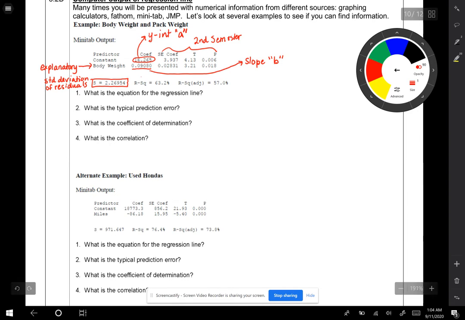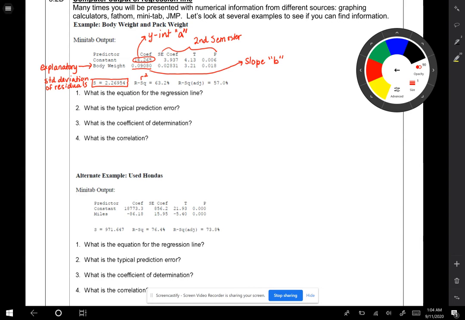Okay, and this, of course, is r squared. And you don't need to worry about r squared adjusted. So those are all the pieces of information that you need to do questions 1 through 4. What is the equation for the regression line?